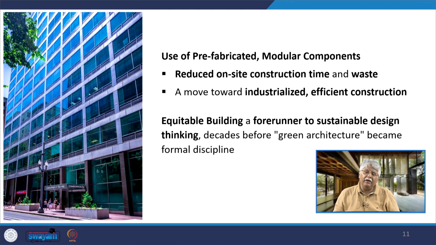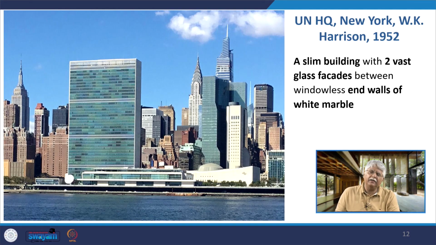The Equitable building is a forerunner of what we call green architecture or green buildings today, and it was one of the first glimpses of sustainable design thinking in buildings. Then came the United Nations headquarters, 1952.